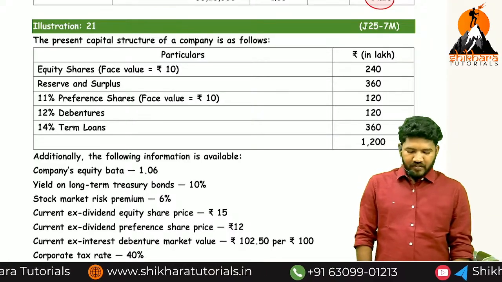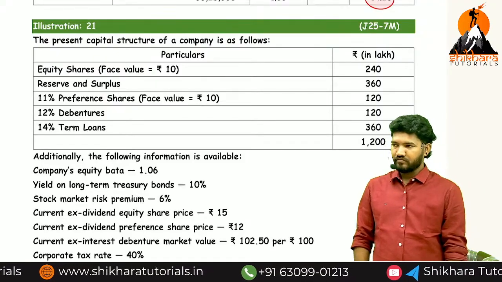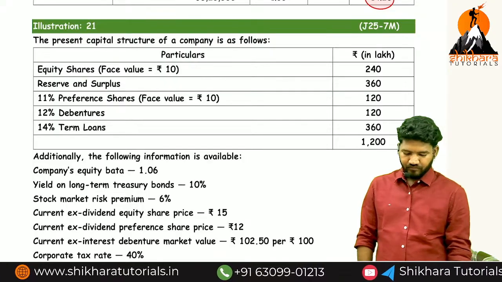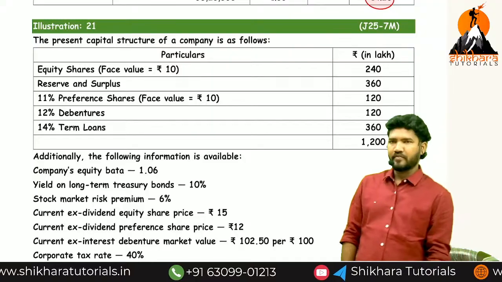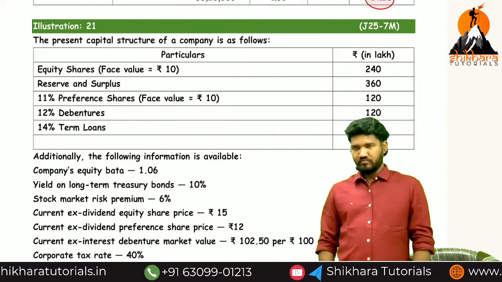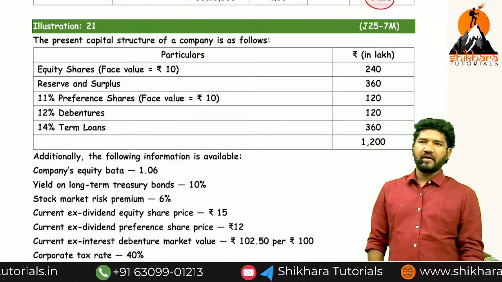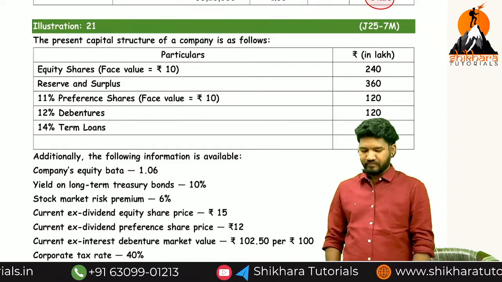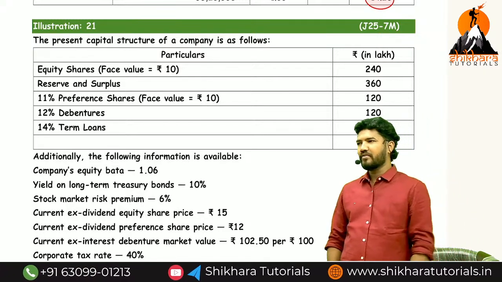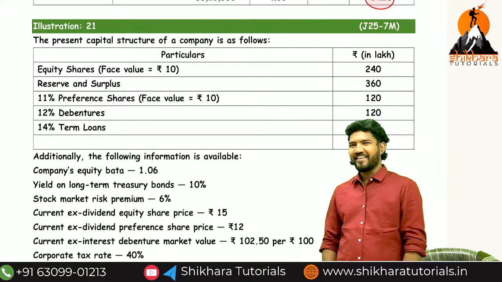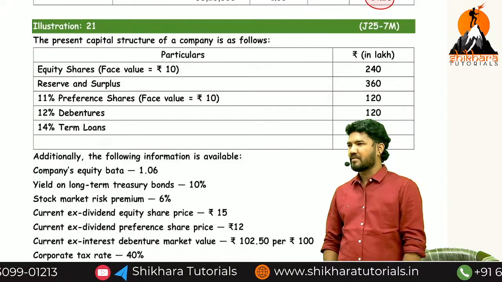The present capital structure of a company is as follows: equity shares, face value 10, capital 240. Can I call this book value? Now, number of shares please. 240 divided by 10, 24 lakh shares. Reserves and surplus 360 lakhs. What about the market value? Split only, we will get the market value of reserves and surplus.